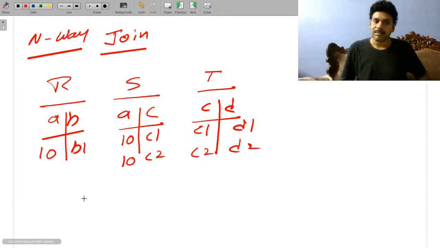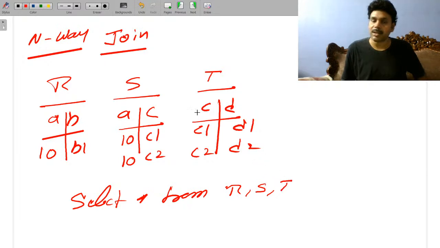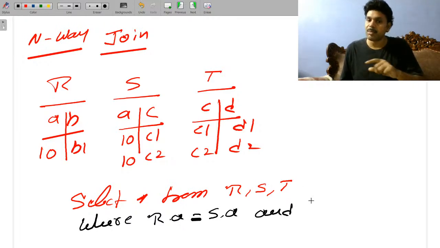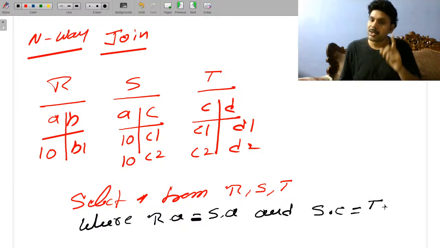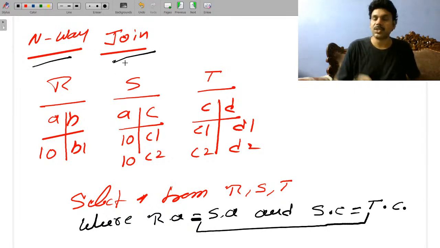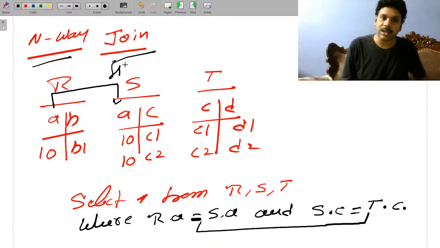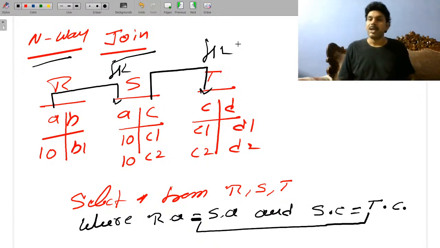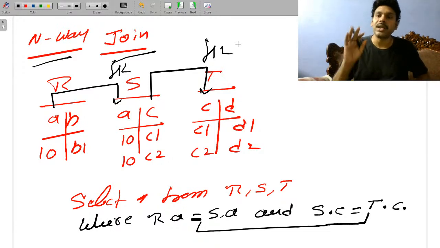If I ask a query: select asterisk from R, S, T, I'm getting from three table instances, where R.A is equal to S.A, and one more join linking I'm doing, S.C is equal to T.C. Then this kind of join is called an n-way join. So n instances come into the picture to form the query. This is your foreign key here and this is your foreign key here. Likewise, you can link multiple tables and write the join using the equal operator or unequal operator.